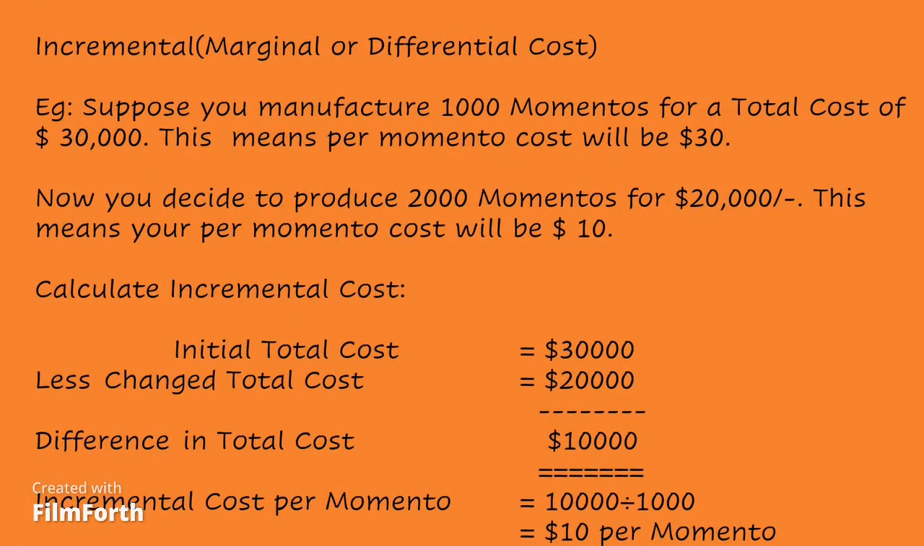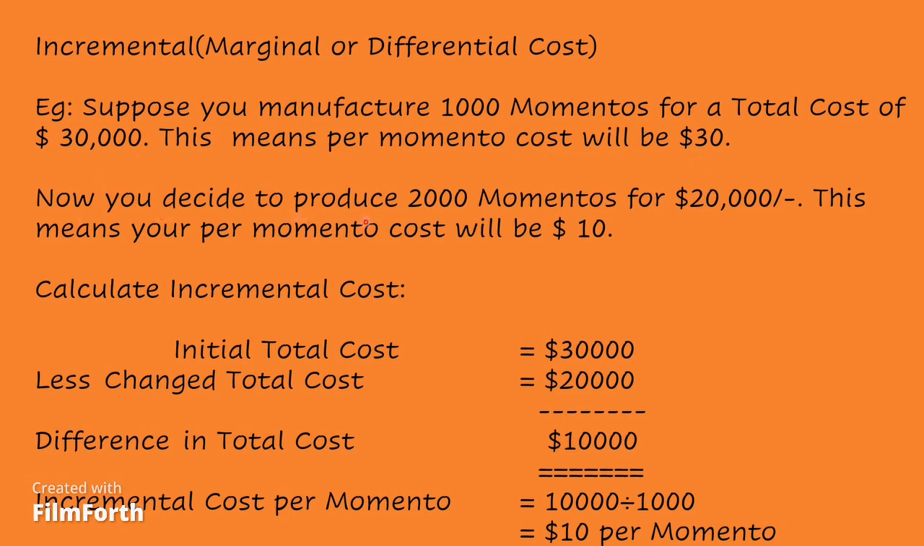Now, this is an example where you're going to calculate the incremental cost. It is also known as marginal or differential cost. For example, suppose you manufacture 1000 mementos for a total cost of 30,000. This means per memento cost will be $30. Is that right? $30,000 divided by 1000. That will give you $30 per memento. That is your cost of production per memento.